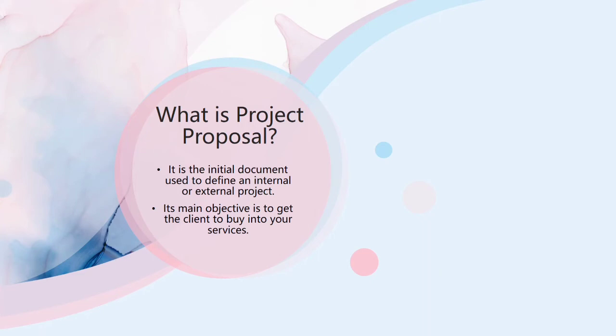So what is project proposal? It is the initial document used to define an internal or external project. The project proposal functions as the working document between the agency and the client before a potential initiation of the project. Thus, the project proposal is used to define the objectives and requirements of a project for the external party. For the internal party, it is a method to analyze the feasibility and profitability of the project. And the main objective of the project proposal is to get the client to buy into your services.